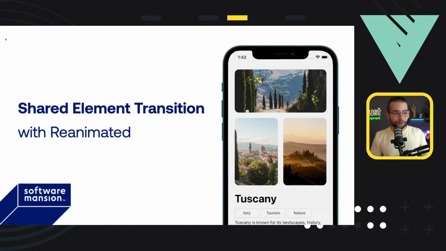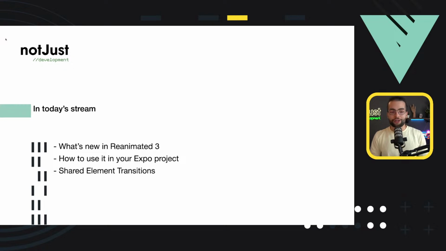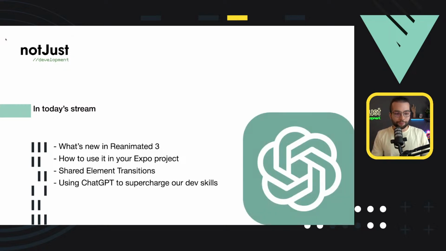So yeah, what you're gonna see in this live stream is, first of all, we're gonna look at what's new in Reanimated 3. Then we're gonna look how we can use it at this moment in an Expo project. We're gonna work with shared element transition. I'm gonna give you some examples, and in a moment I'm also gonna show you exactly what we're gonna build. And for that, in a lot of places, we're gonna use ChatGPT to supercharge our development skills in order to save us some time. I'm very excited about that.